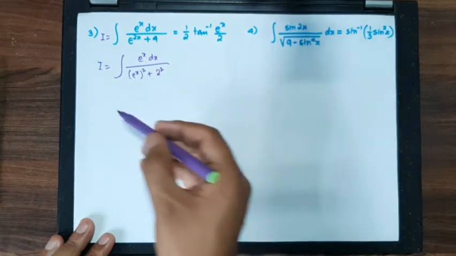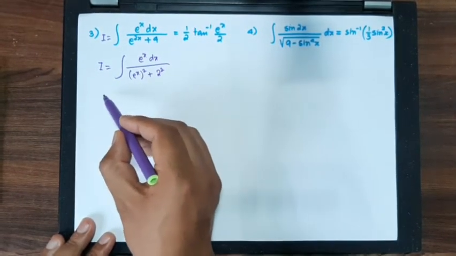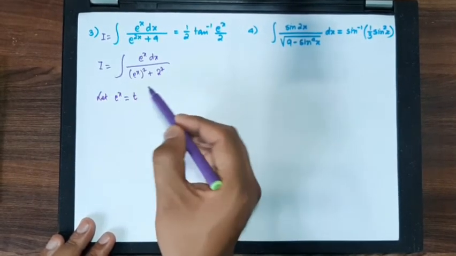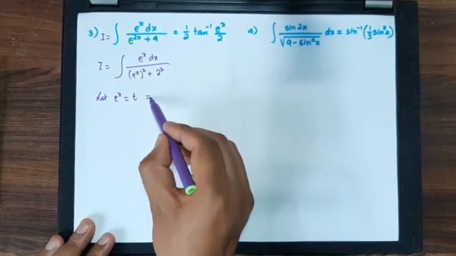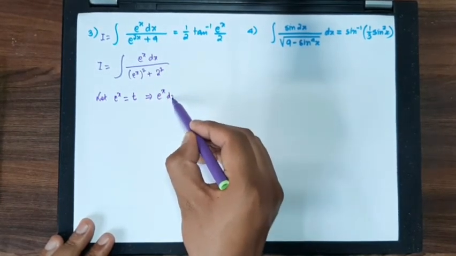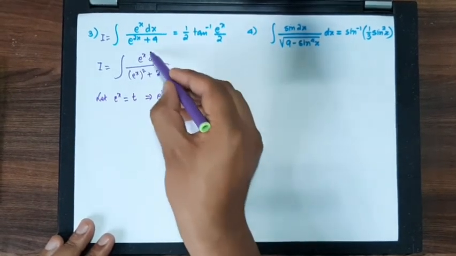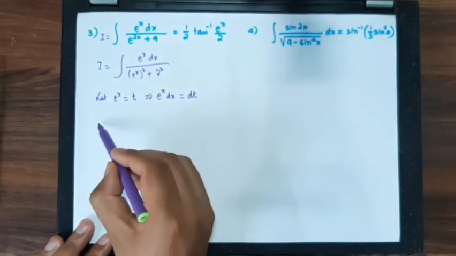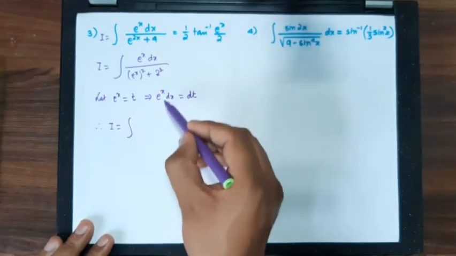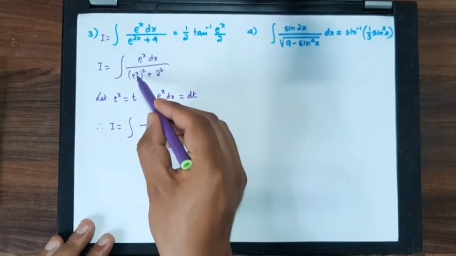Okay, now as usual I am going to do a substitution, and let me do the substitution, let e to the power x equal t. Okay, so if I do that, then what is the differentiation of e to the power x? It is e to the power x dx equal to dt. Okay, so that means this can be written as dt. So we have I equals, instead of this I am writing dt, so dt by, and e to the power x is how much?